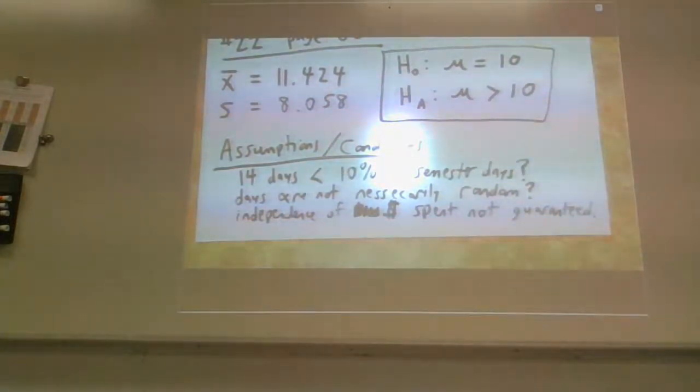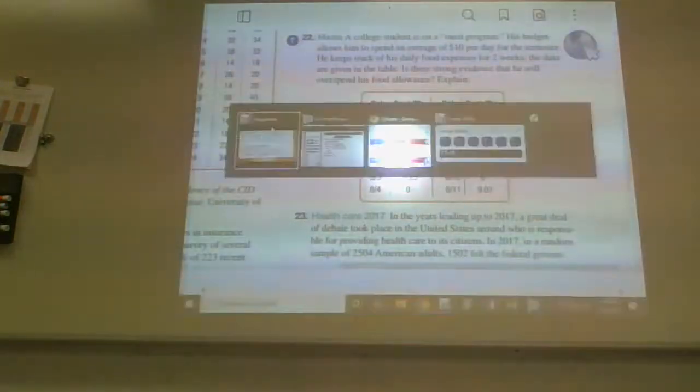Independence of money spent, not guaranteed. Yeah, this test is really falling apart on us so far. Now, hold on. 10% rule, randomness, independence. What am I missing for a t-test? I don't need a large enough sample size for a t-test. Do you remember? Well, nearly normal. The data has to look nearly normal, and I can check this data. Maybe we'll hit the nearly normal condition. Hold on, I'll go back to my calculator.